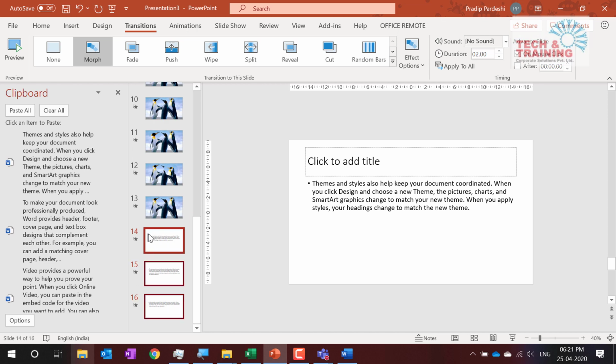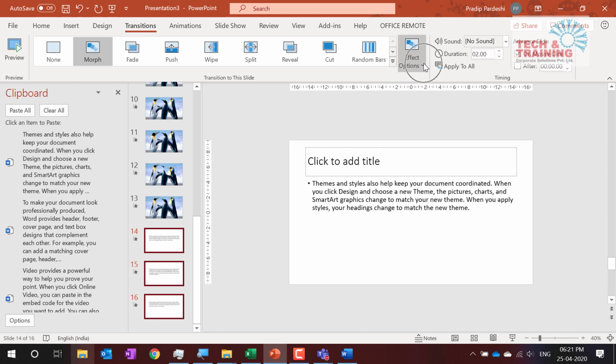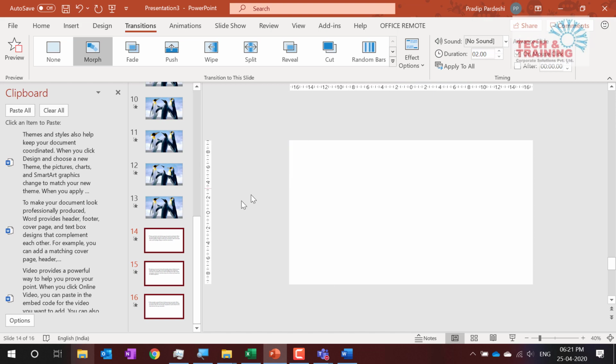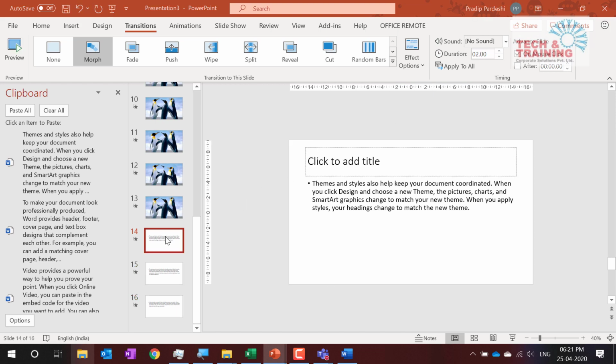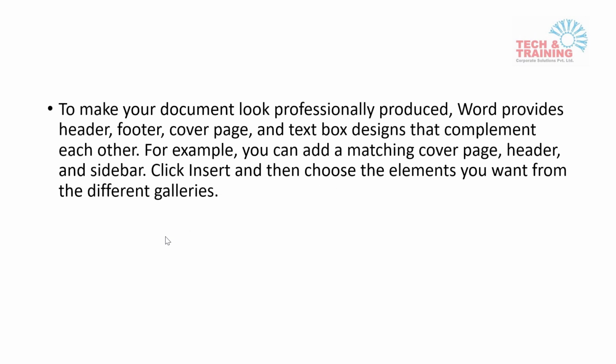I select all these 3. I give the morph transition. But here we have something which says effect options. When I go to effect options, I select words. Let's see now what happens. I go to F5 and see the words. So when I go to the next slide, the common words come together. See.